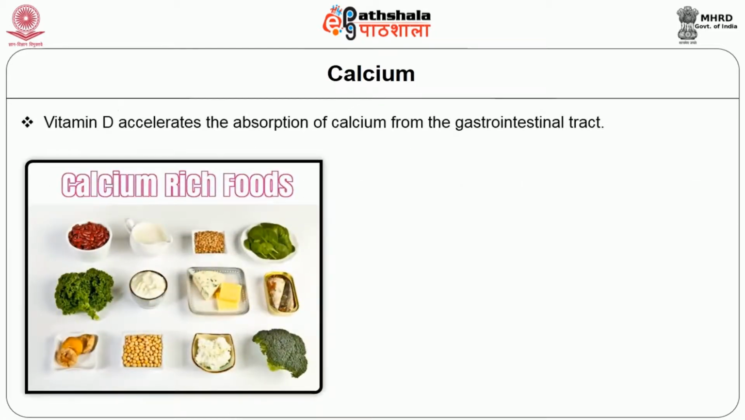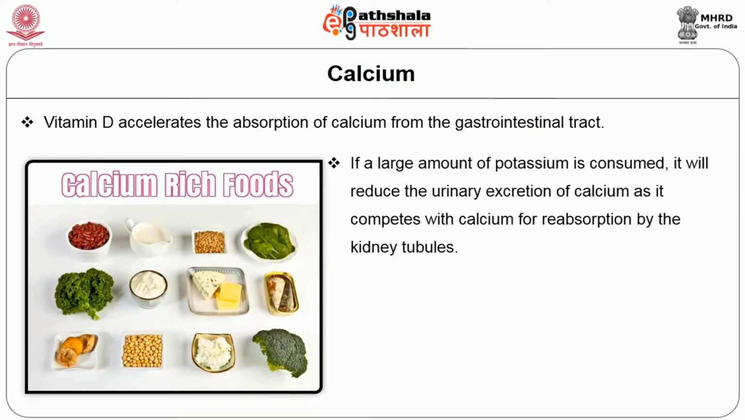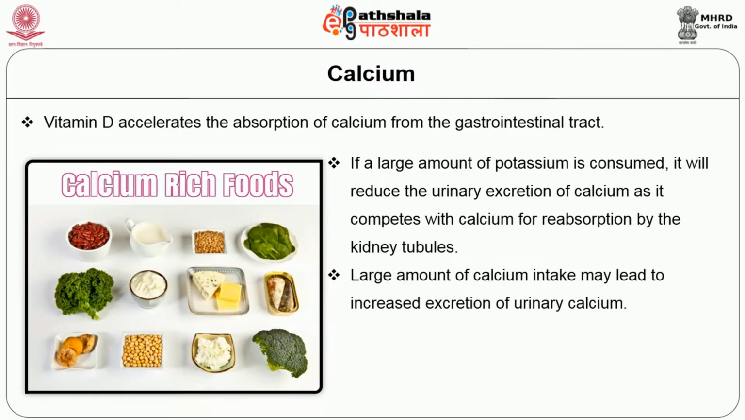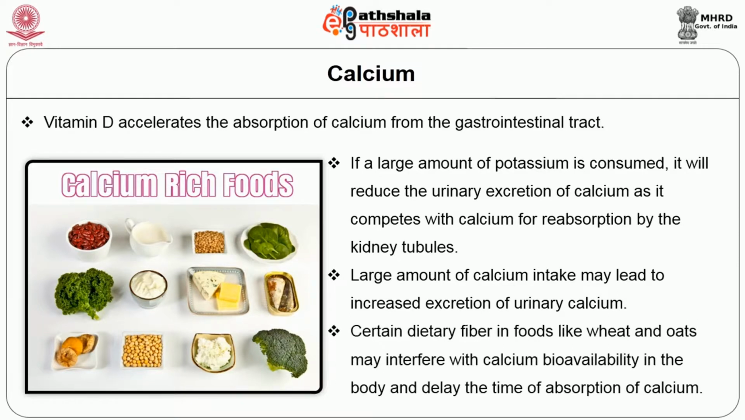Vitamin D accelerates the absorption of calcium from the gastrointestinal tract. If a large amount of potassium is consumed, it will reduce the urinary excretion of calcium as it competes with calcium for the absorption by the kidney tubules. Large amount of calcium intake may lead to increased excretion of urinary calcium. Certain dietary fibers in foods like wheat and oats may interfere with calcium bioavailability in the body and delay the time of absorption of calcium.